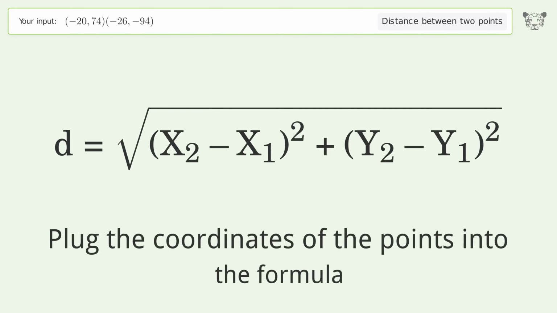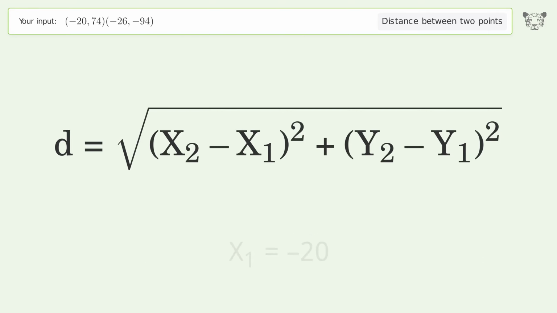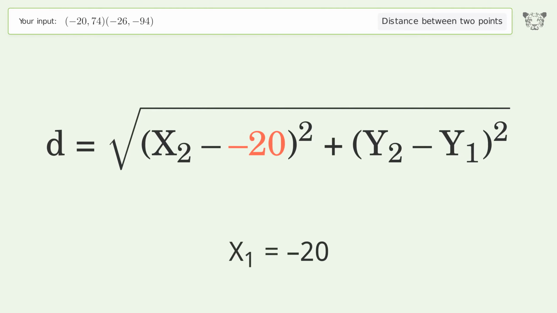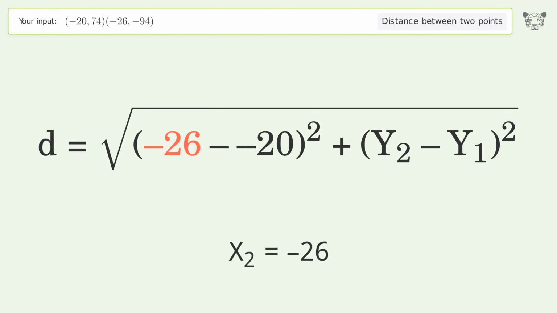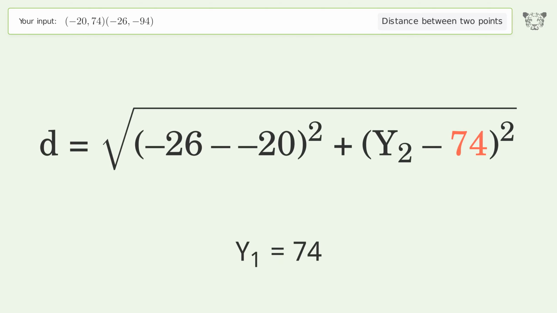Plug the coordinates of the points into the formula. x1 equals -20. x2 equals -26. y1 equals 74. y2 equals -94.